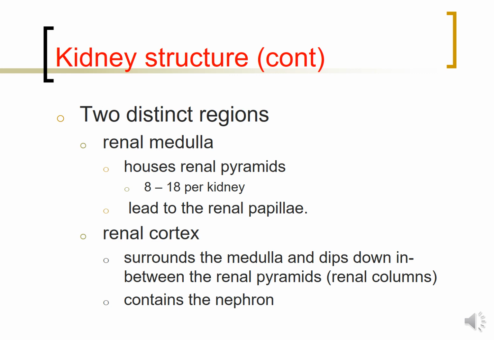On the outside of the kidney is the renal cortex. So this surrounds the medulla, but there are areas of the cortex that dip down into the area between the pyramids. This is known as the renal columns. Located in the renal cortex are the nephrons. The nephrons are the microscopic filtration unit of the kidney.